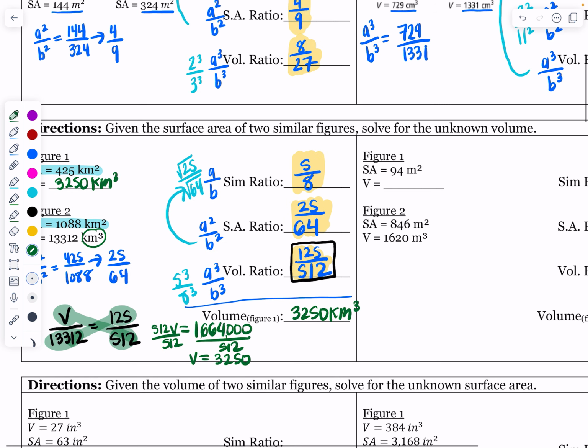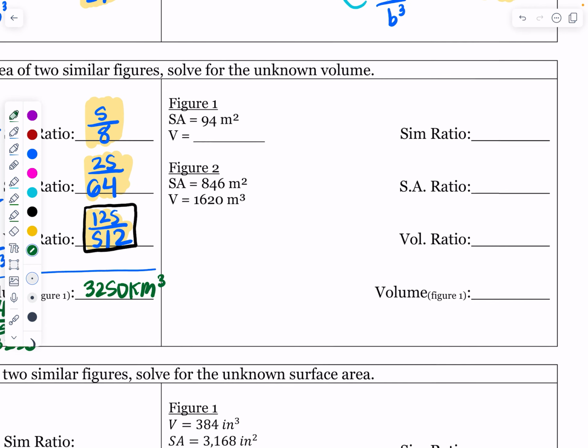All right, let's do another one of those. So we are given our surface area ratios. So what is surface area? Surface area is going to be A squared over B squared. So I'm going to fill in 94 over 846. 94 fraction button 846, that will reduce that for you in your calculator. If you're not sure how to do that, let me know. Come see me. 1 over 9.